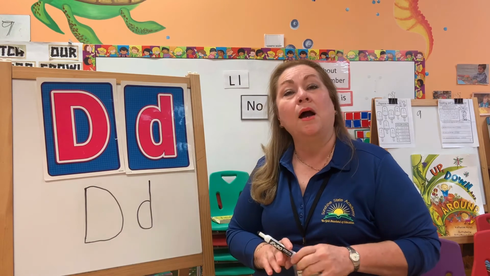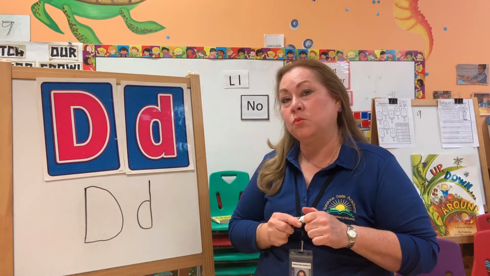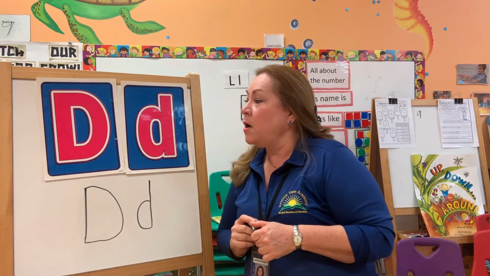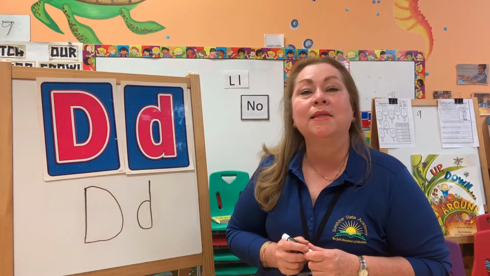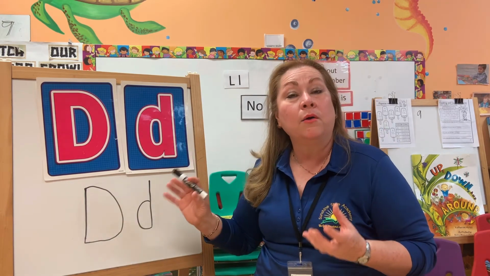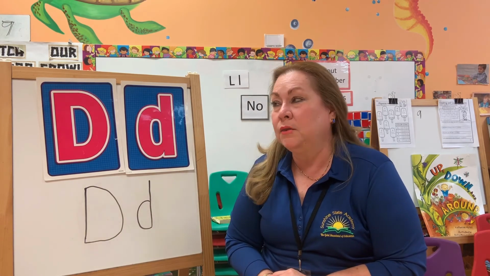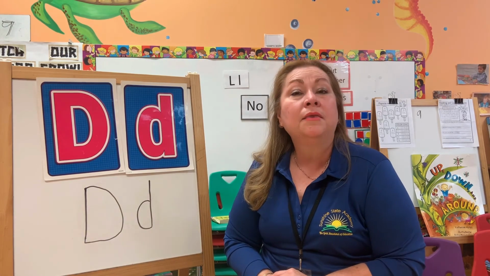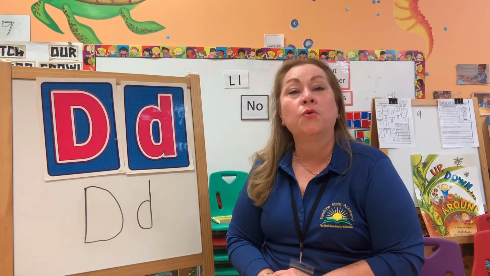So let's say our sound, da, da, da. What words do we know that begin with the letter D? Remember that I said begin is the first letter. When we write about a letter, we put the first letter D. Like D for what? D for doll. D for dinosaur. Great.